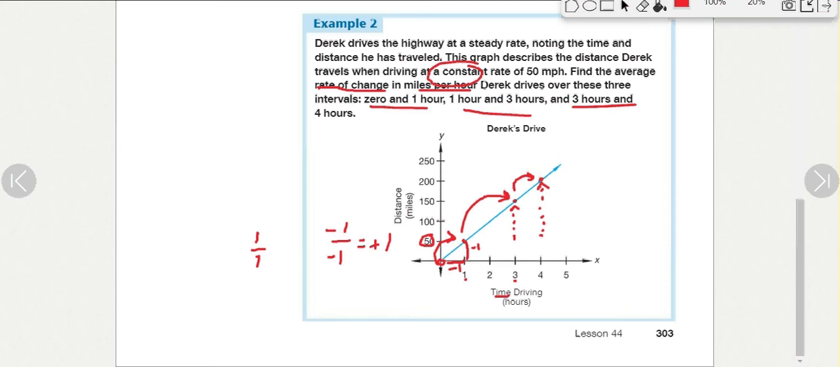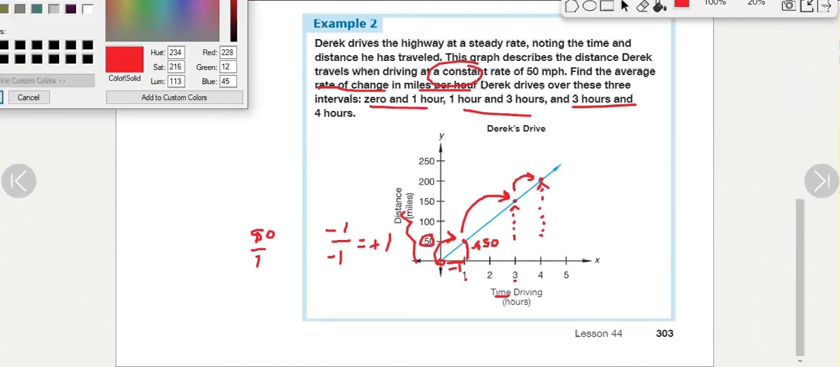Actually, no, I'm doing this wrong. It's not 1. This is not 1. This is 50, right? Because these are not going up 1, are they? These are going up 50. So it's a rise of 50 and a run of 1. So I'll show you a little bit better. New color. Let's do this again.